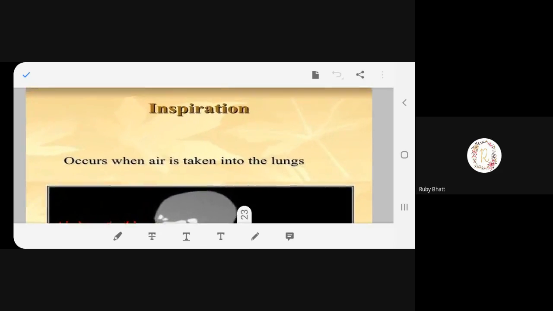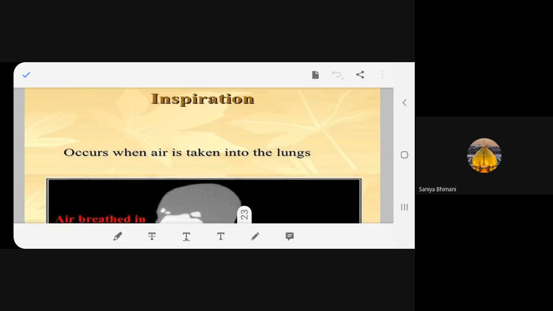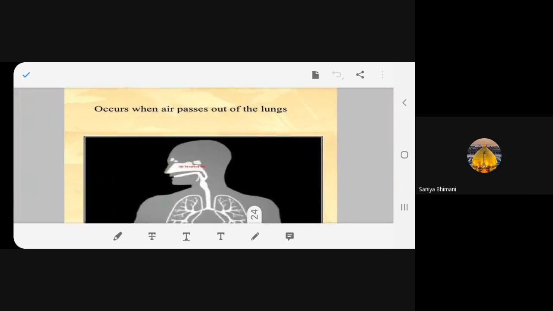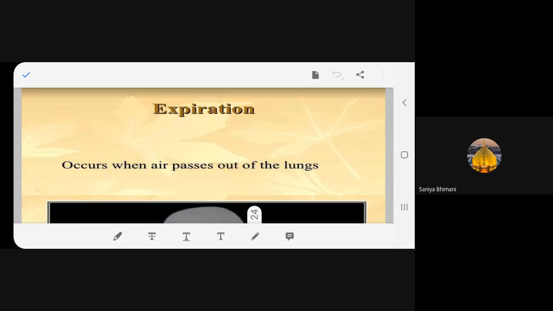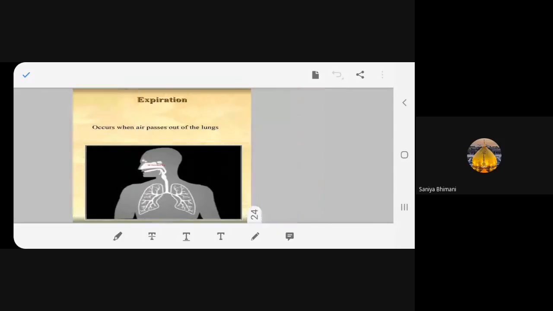What is the other name of inhalation, beta? Inspiration. Okay, that means air is put into the lungs and the lungs increase in size, in volume. Air is breathed in. And what is the other name of exhalation? Expiration, where the air is removed from the lungs, and the size of the lungs decreases. What do you say? Right, ma'am.